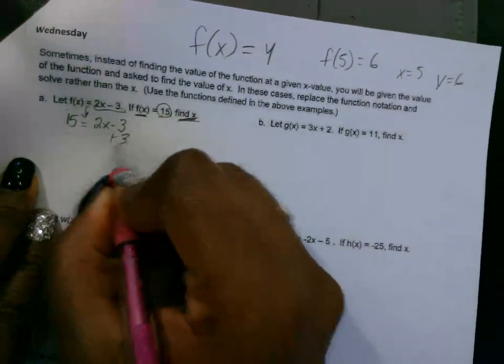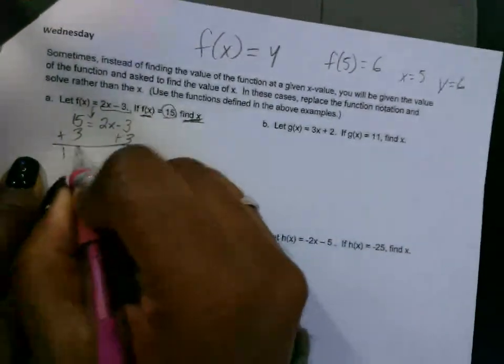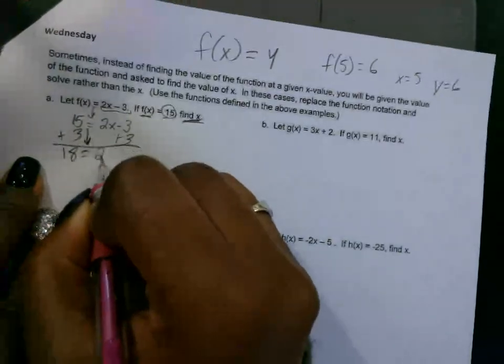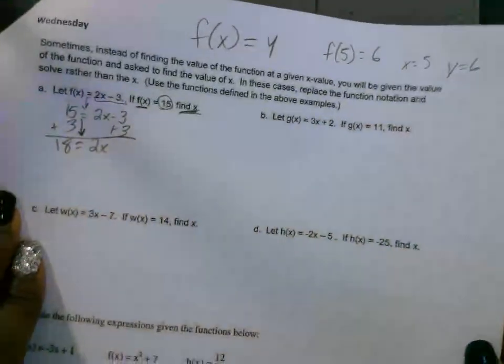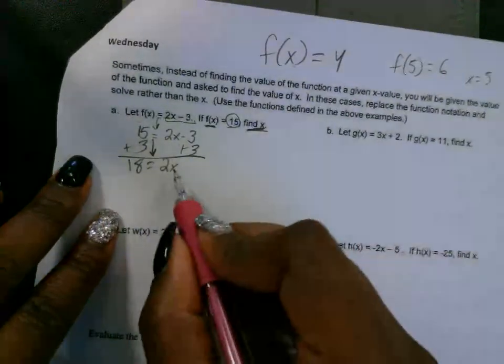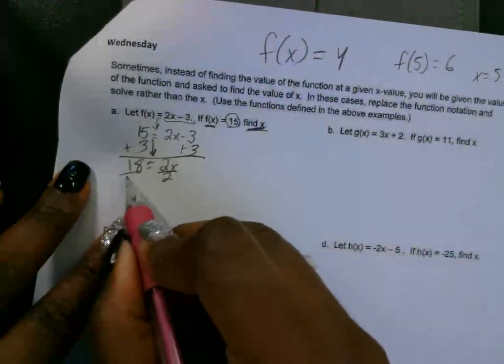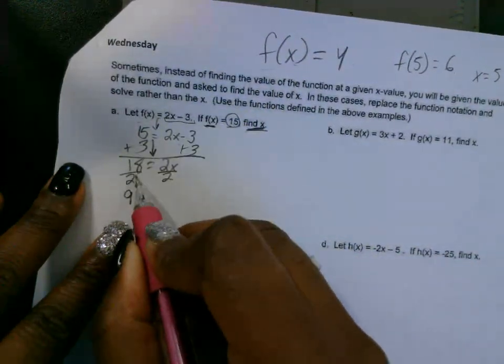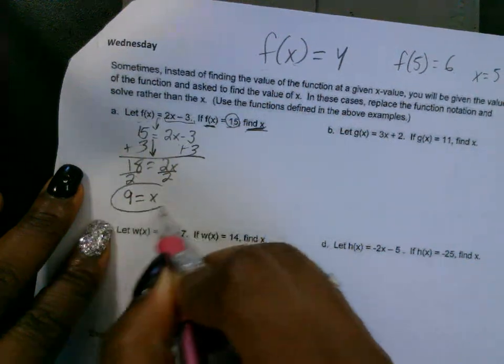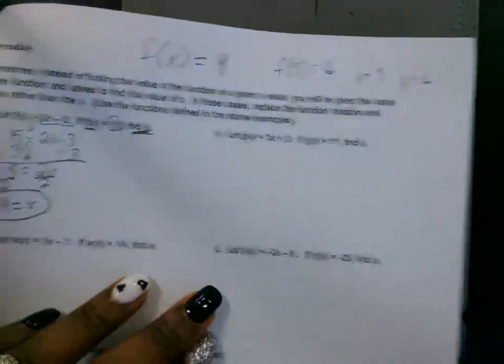So we're going to add 3 on both sides. This gives us 18. Then I get 2x. To solve this, I'm going to isolate the x by dividing both sides by 2. 18 divided by 2 is 9. So x is equal to 9.